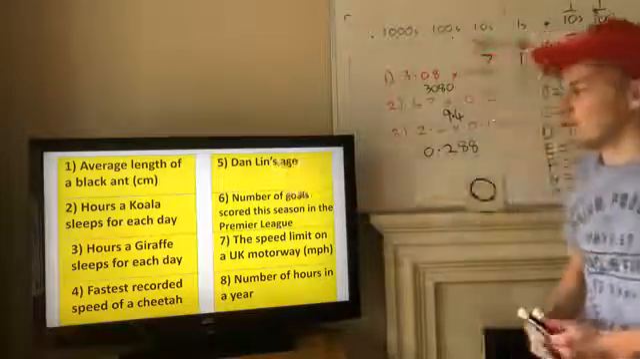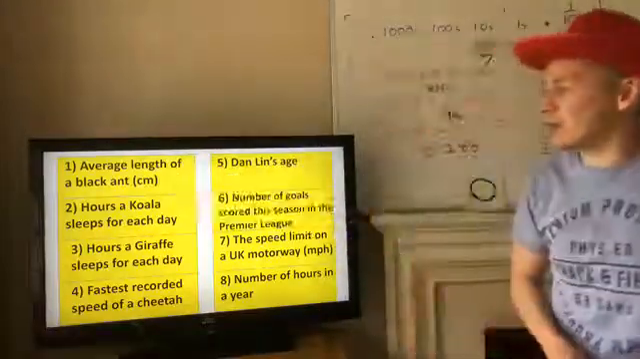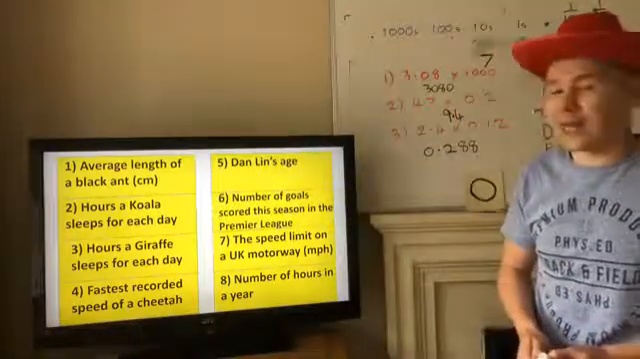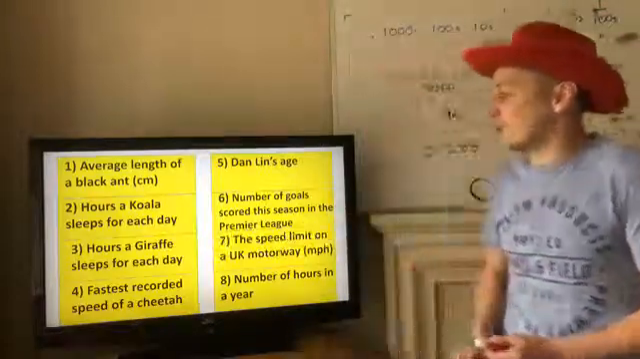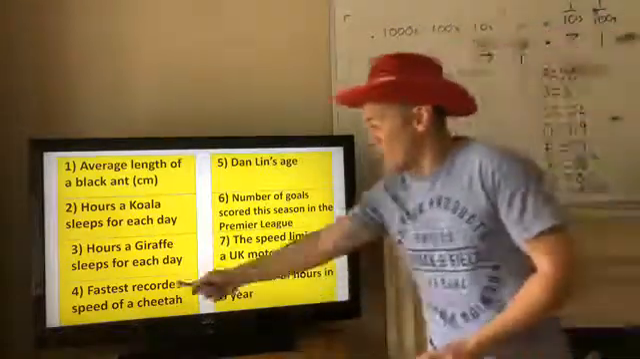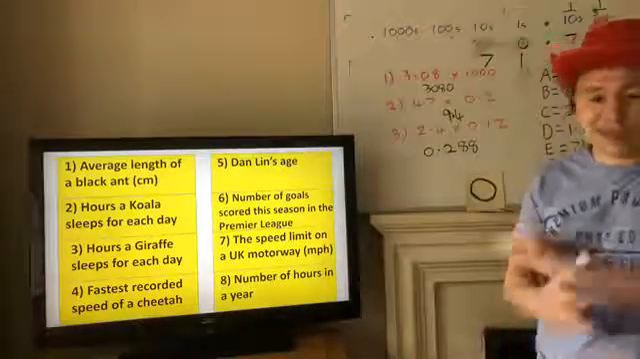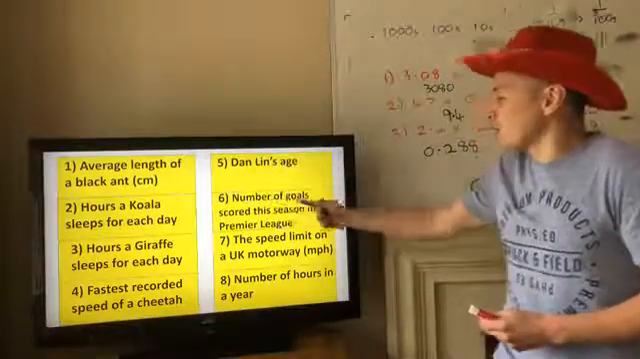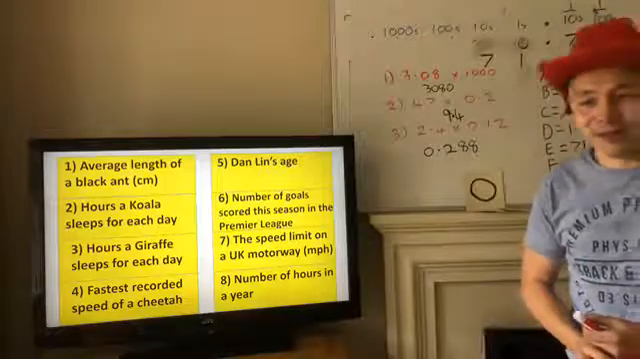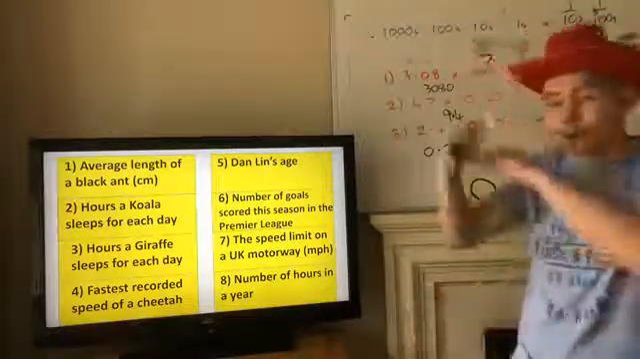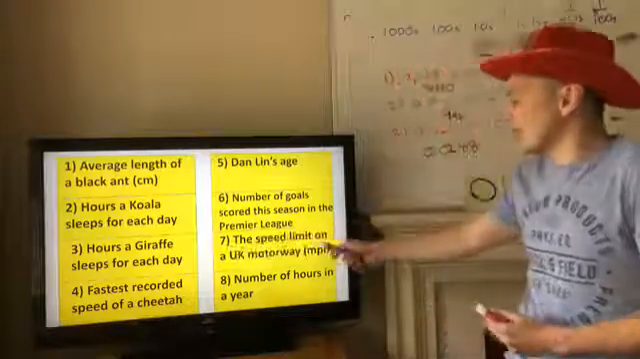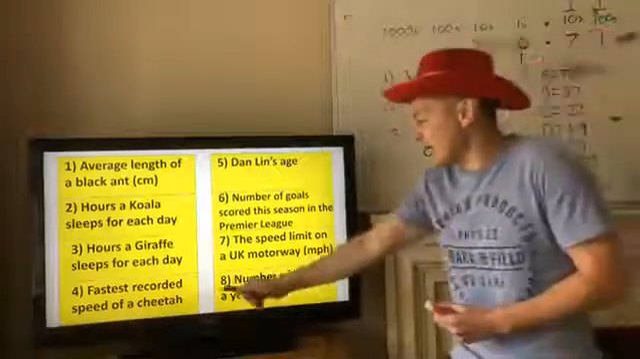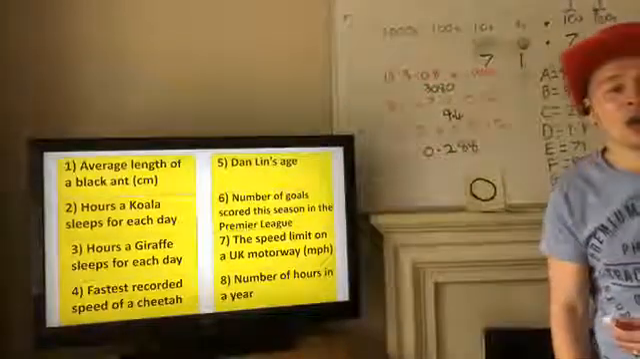That is me there. So we've got 1, I want to know the average length of a black ant in centimetres. 2, I want to know the number of hours a koala sleeps for each day. 3, I want to know the number of hours a giraffe sleeps for each day. 4, the fastest recorded speed of a cheetah, so the fastest speed a cheetah's ever gone at. My age, be nice please. Number of goals scored this season in the Premier League. So in football, how many goals have been scored so far from all the teams all together. 7, the speed limit on the UK motorway. So how many miles an hour you are allowed to go on the motorway. And number 8, how many hours are there in a whole year?